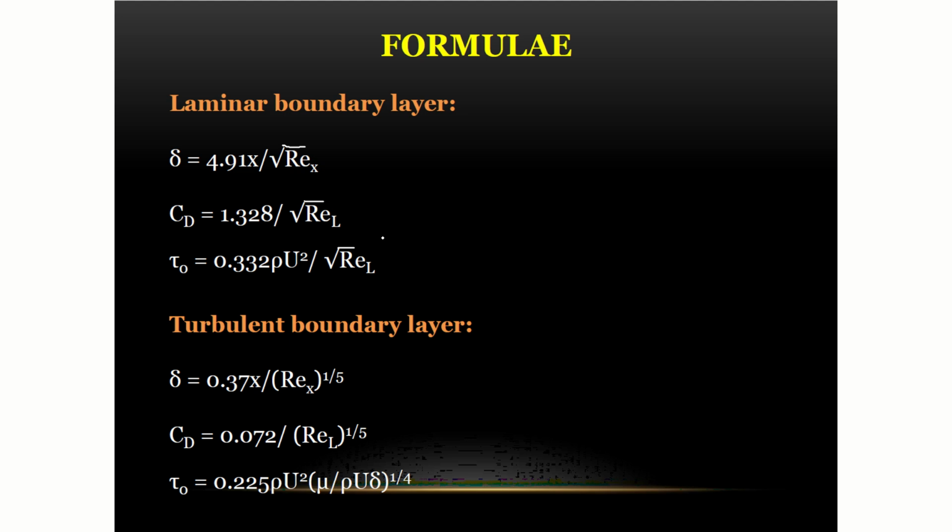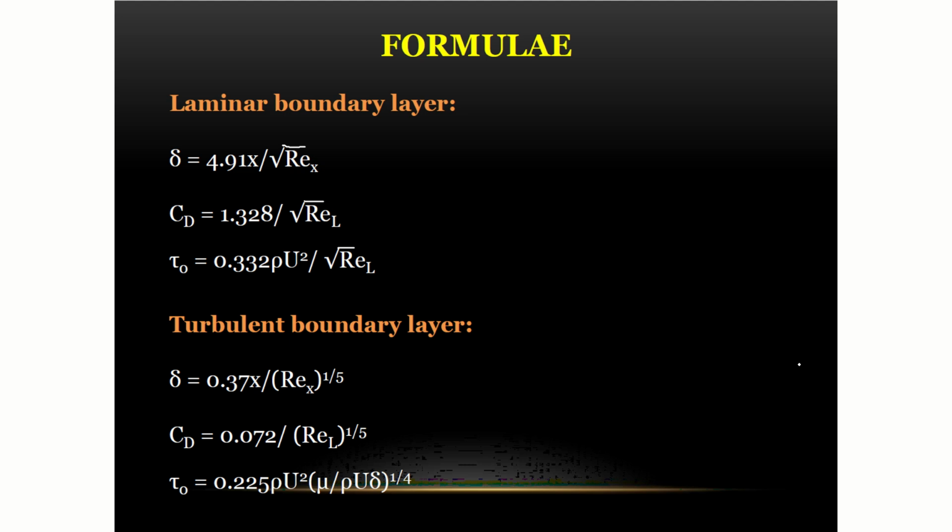And if the boundary layer turns out to be turbulent, that is, if your Reynolds number is greater than 5 into 10 power 5, it becomes a turbulent boundary layer. Once you get the turbulent boundary layer, the formula to calculate boundary layer thickness is 0.37 x by Re_x to the power of 1 by 5. C_D is 0.072 by Re_L to the power of 1 by 5, and shear stress is 0.225 rho u square into mu by rho u delta to the power of 1 by 4, where mu is the dynamic viscosity of the fluid.